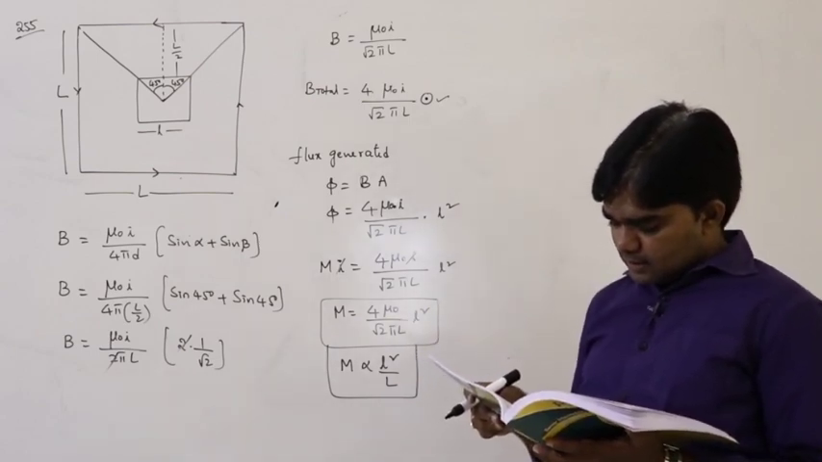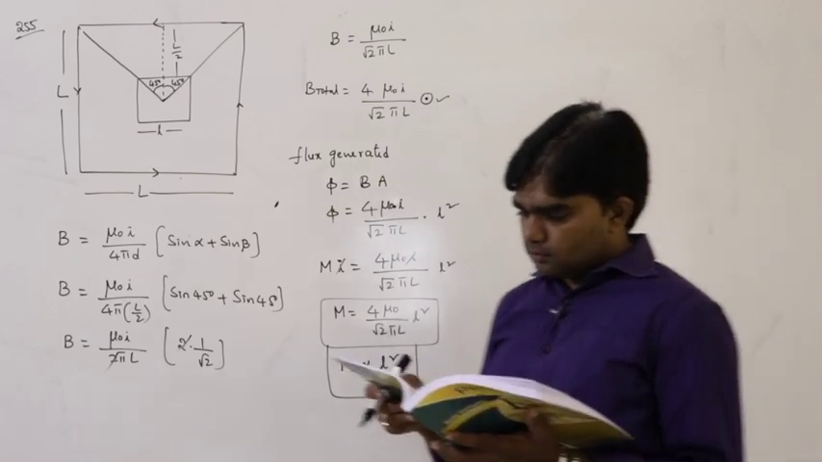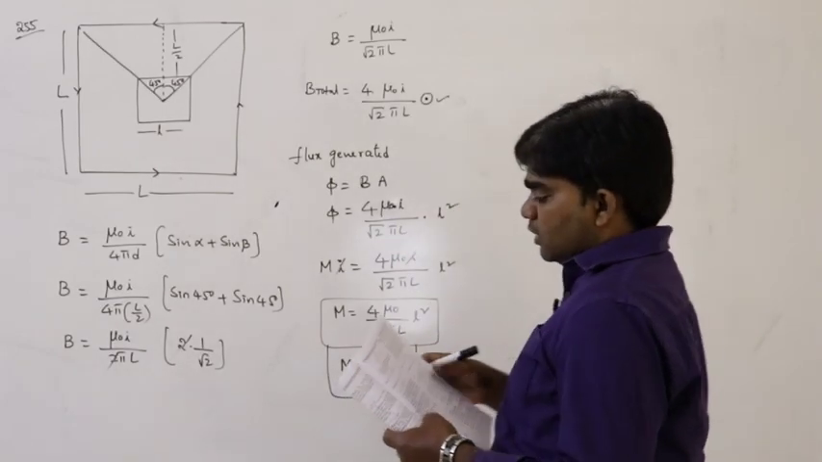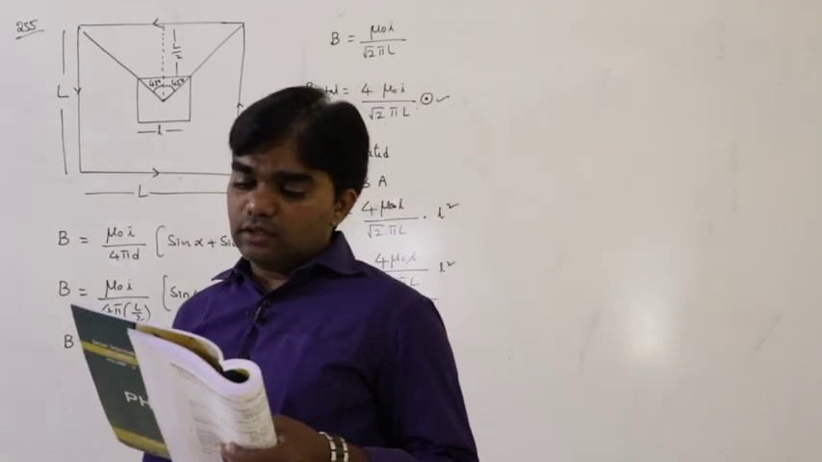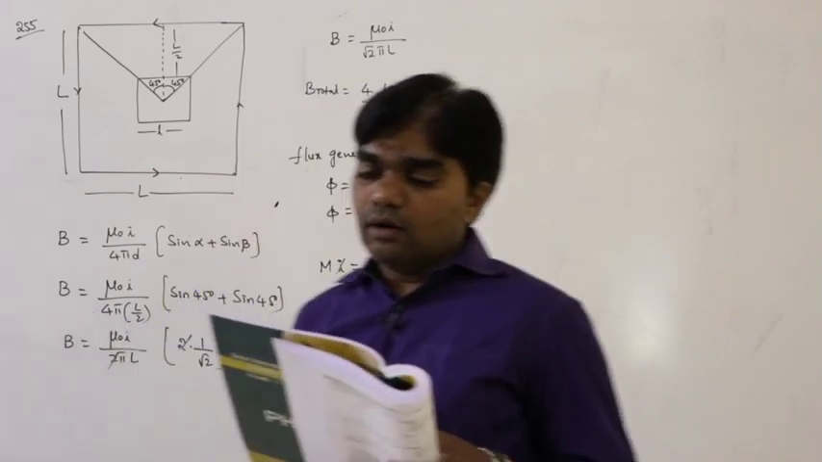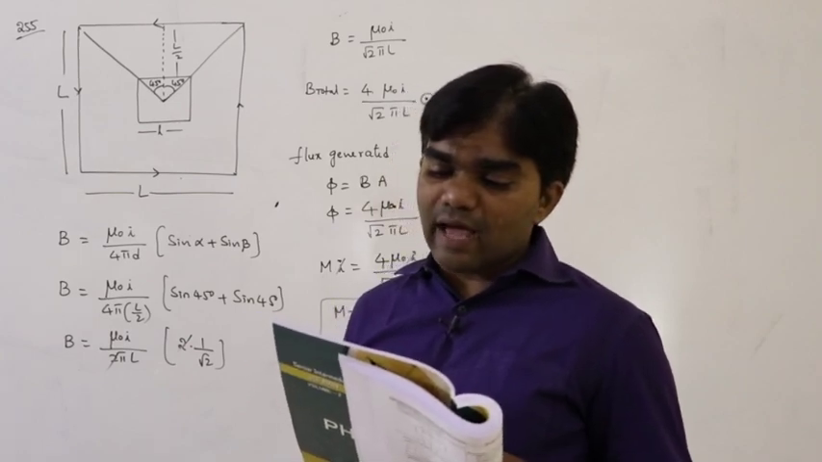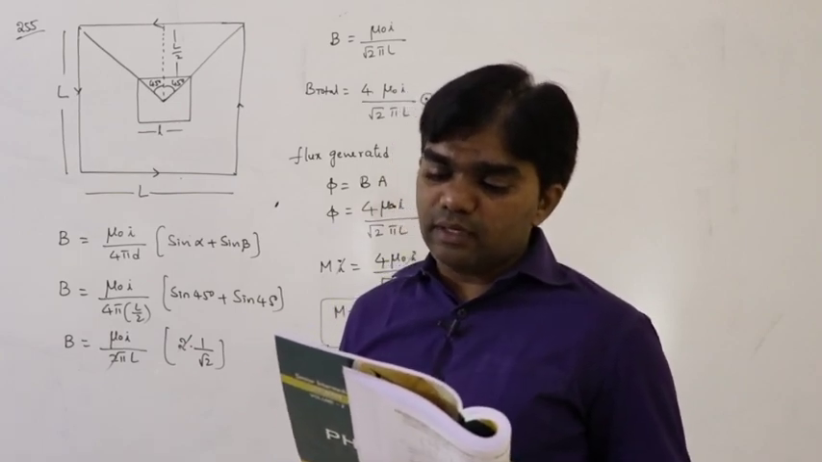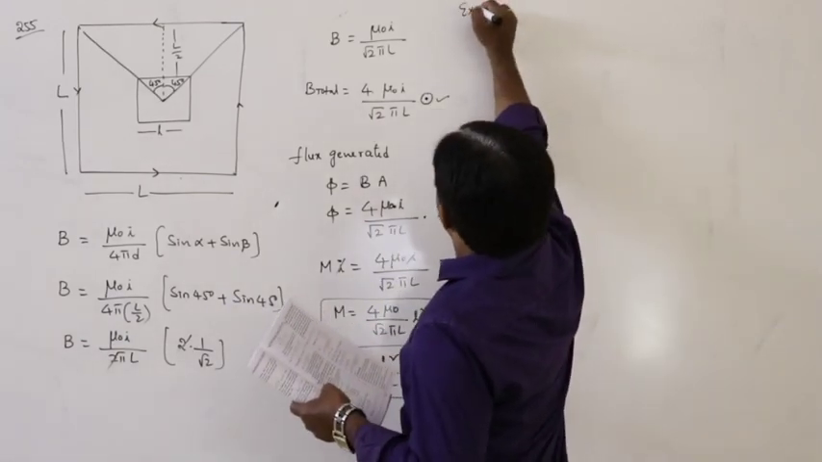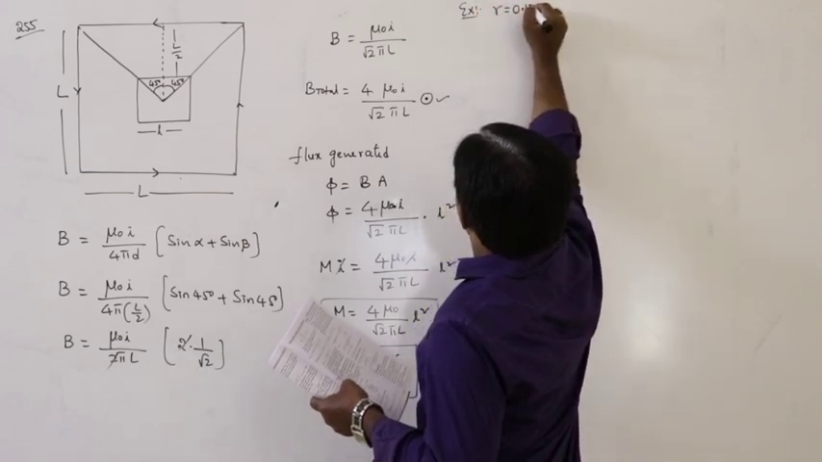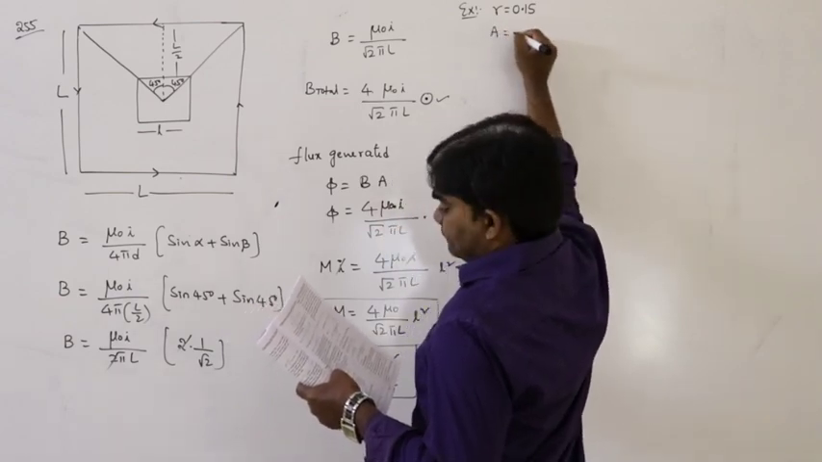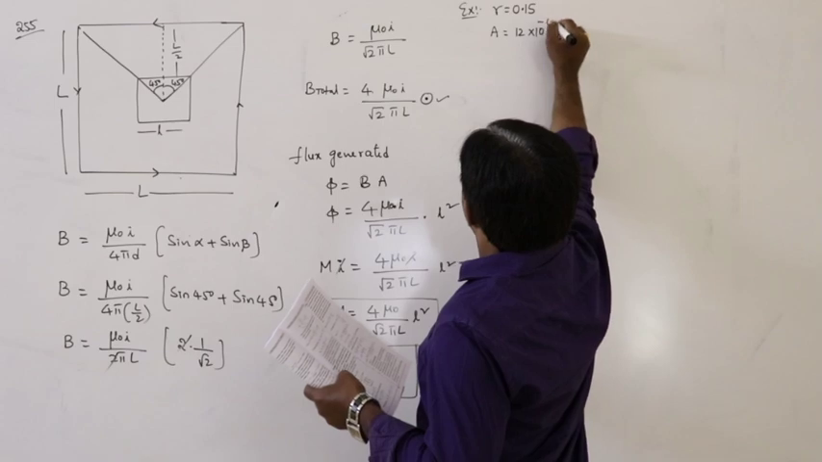Next, see the next example here. Page number 255, it is the next example. A toroidal solenoid with an air core has an average radius of 0.15 meter. Radius is 0.15. Next example. So radius is equal to 0.15. Area of cross section is 12 into 10 to the power of minus 4 meter square.